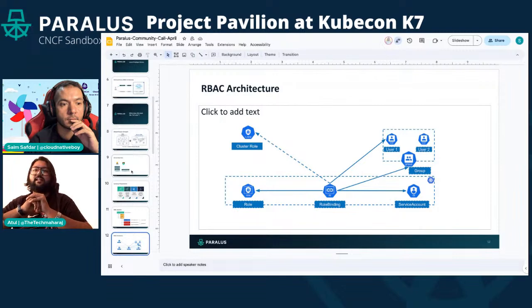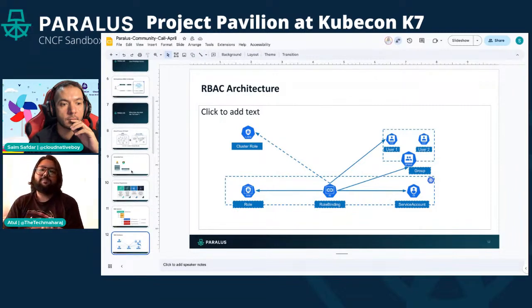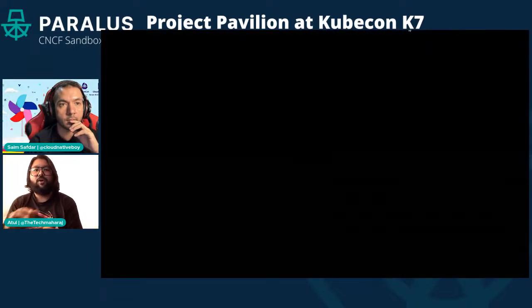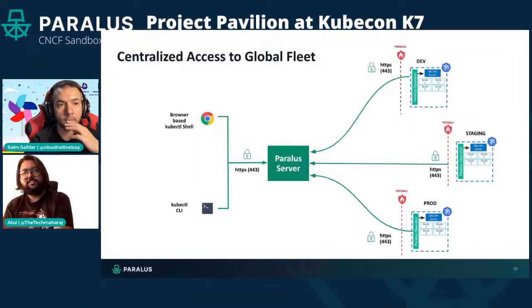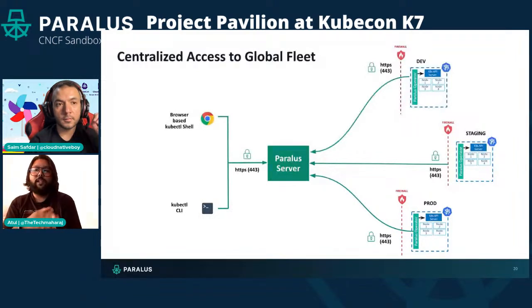So if you see, a tool like Parallels makes it very easy for you to manage access at scale for various users, for various clusters, without you dealing with the YAML files. So if you compare to what Sam mentioned about RBAC, with Parallels you are not creating YAML files. You are not dealing with them. So you are not creating a role. You are not creating a role binding. You are not creating a cluster role. You are not creating a service account. You are not doing all of this. Everything is done by Parallels for you.